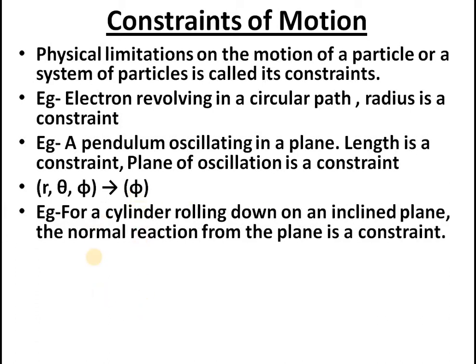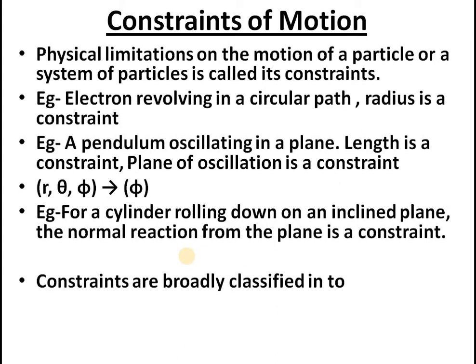Another example is given here. For a cylinder rolling down an inclined plane, the normal reaction from the plane is constant. This is a constraint. So constraints depend on the mechanical system. A constraint is not necessarily always a position variable. A constraint can be of any type. Sometimes momentum can be a constraint, sometimes force can be a constraint. Situations vary. In fact, we are more concerned with force constraints. Different forces act as constraints. Using that concept, many mechanical systems can be understood and explained well. We will discuss constraint forces very shortly.